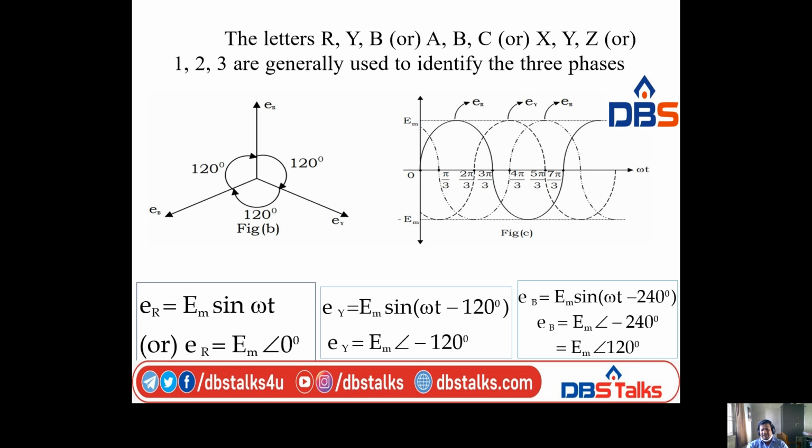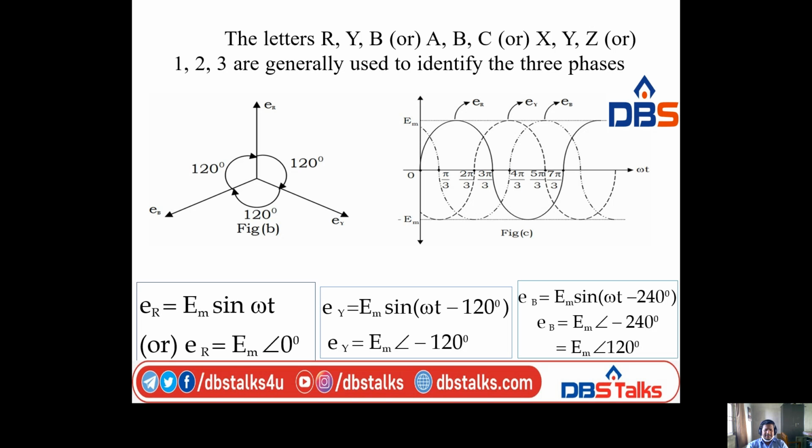Similarly, EY is equal to EM sin omega t. What is the phase difference between ER and EY? 120 degrees. It lags ER, that's why minus 120 degrees. EY is equal to EM sin omega t minus 120 degrees. That may be represented in polar or vector form: EY is equal to EM at an angle of minus 120 degrees.